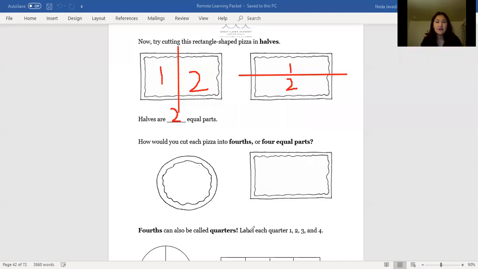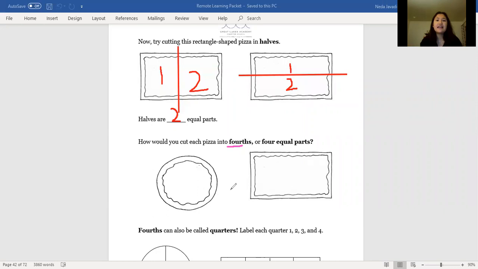Great. Let's keep going. The next part says, let's read it together on 2, 1, 2. How would you cut each pizza into fourths or 4 equal parts? I see a root word in this word. I see the word 4 right here. So when we're talking about fourths, we're talking about 4 equal parts. Nice job. So when you see the word fourths, you should think 4 equal parts.